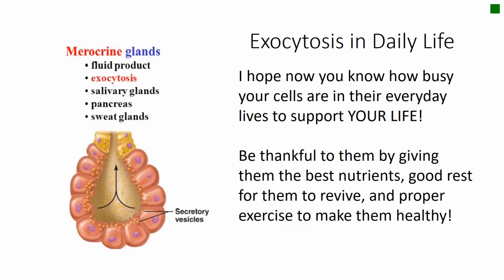And last but not least, now I want to show you exocytosis in your daily life, in your body. This is a secretory vesicle that can be found in, for example, the salivary glands, which make your saliva, the pancreas in your digestive system, and your sweat glands. So you can see from here, there are so many small yellow circles, and they are the secretory vesicles. So basically, this is exocytosis.